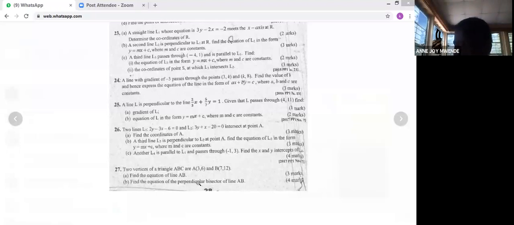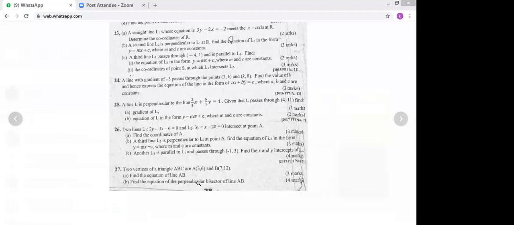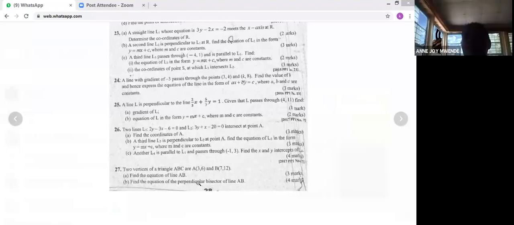Now the x-intercept is when y is equal to 0. The x-intercept is supposed to be -3. When you substitute y equals 0, you get -3. Because it is a point, we cannot write the x-intercept as just -3; we write it as -3, 0. Is it okay? Yes. Okay, let's continue with number 27.